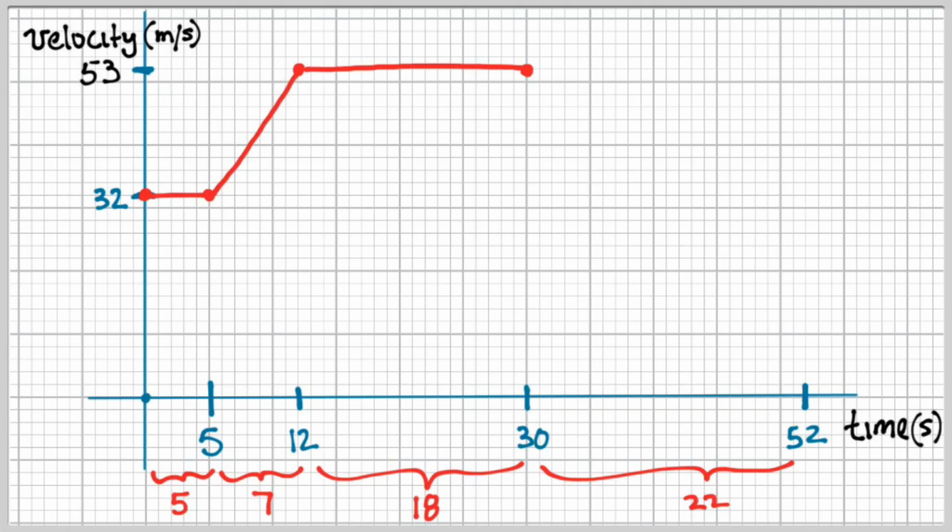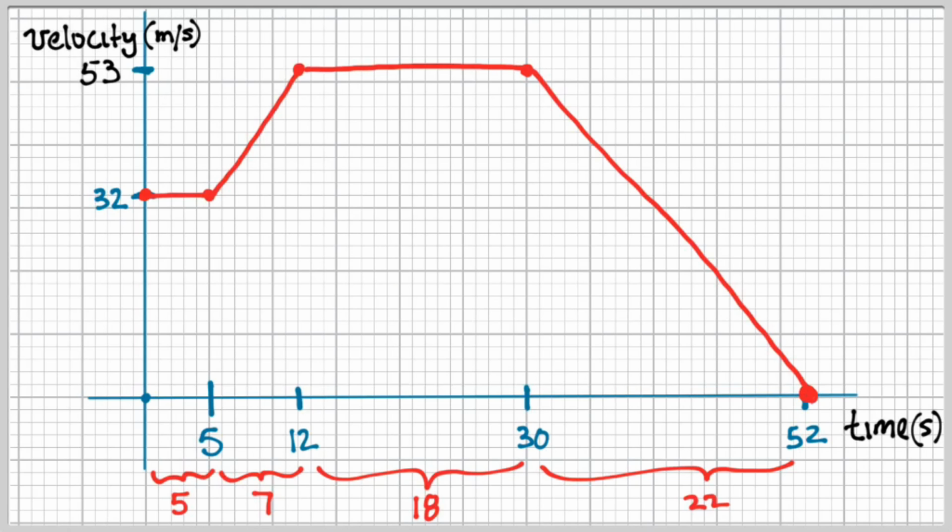And then it says that the car accelerates again, but now it accelerates from 53 meters per second for the next 22 seconds down to 0 meters per second. So our graph is going to look like this. And now if we can find the area underneath that graph, we'll know the total displacement.